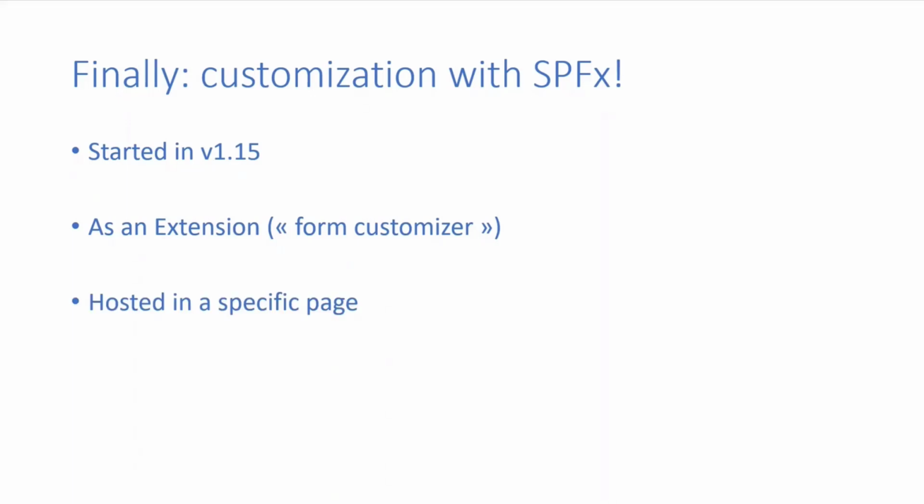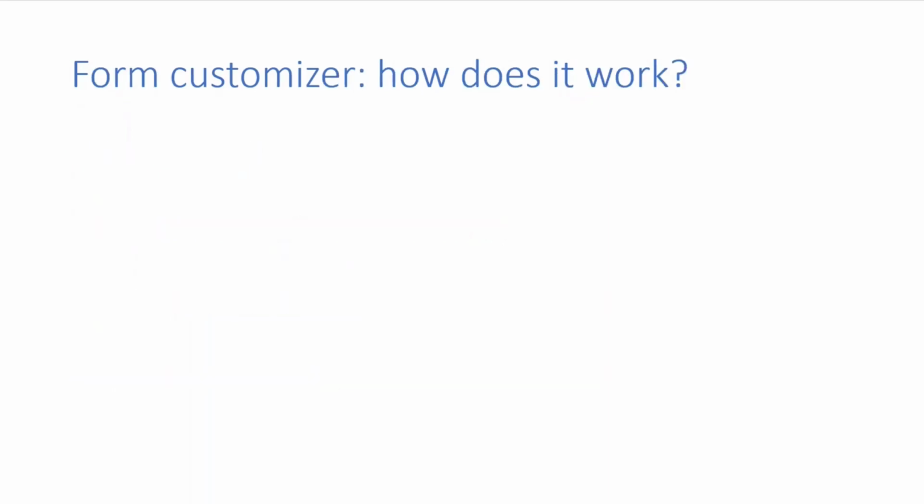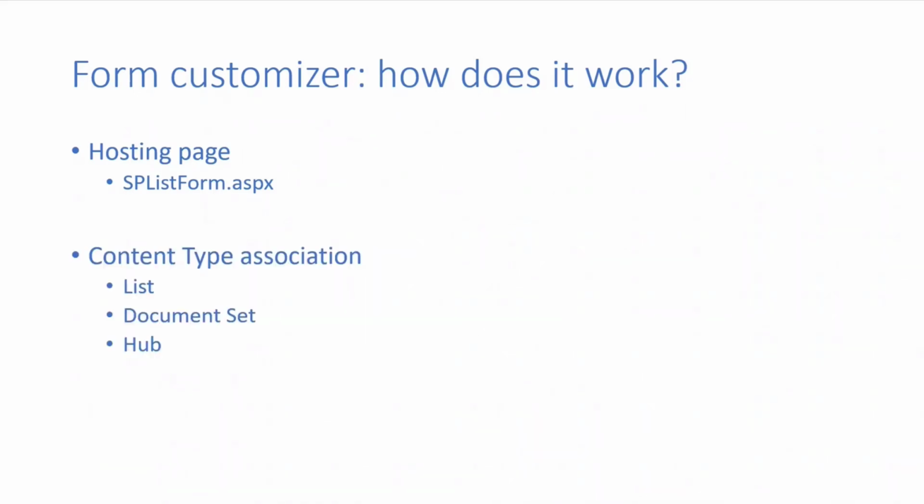Anyway, starting from 1.15, we got a new extension called Form Customizer, which works by being hosted on a specific page and for which you have to link to a content type. So at its core, you have a specific hosting page, which is called spListForm.aspx. It's the same way as the one you use when you deploy a web part as a Teams personal app, which is hosted in a specific page. Then you can associate the component with a list content type, document set content type, or content type hub. Then you have some specific events that are available through the form customizer lifecycle.